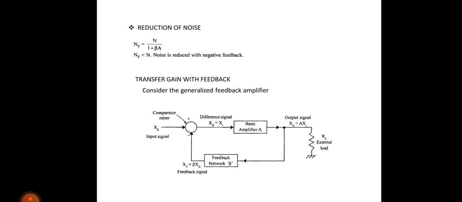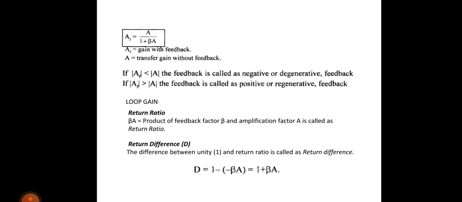Now cross multiply, then it will be A into Xs by X0 minus A beta equal to 1. A into Xs by X0 equals 1 plus A beta. Xs by X0 equals 1 plus A beta by A. We want X0 by Xs, which is A by 1 plus A beta, where AF equals A by 1 plus A beta. So with negative feedback, what will be the gain? AF equals A divided by 1 plus A beta.